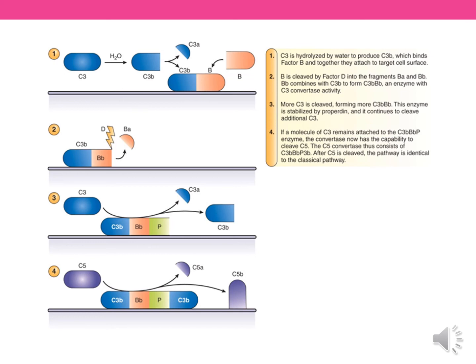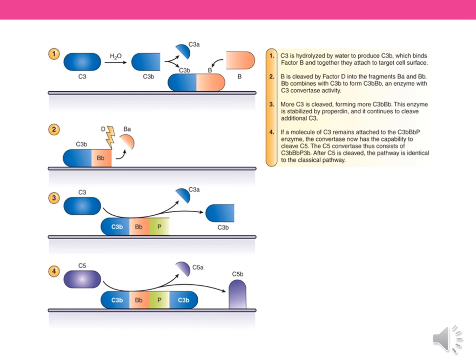And then another C3 will come by, and this C3 convertase that we now have will cleave C3, and then we will have C3bBb3b, and this will be C5 convertase. And then C5 will come along, and the C5 convertase will cleave C5 into C5a and C5b.